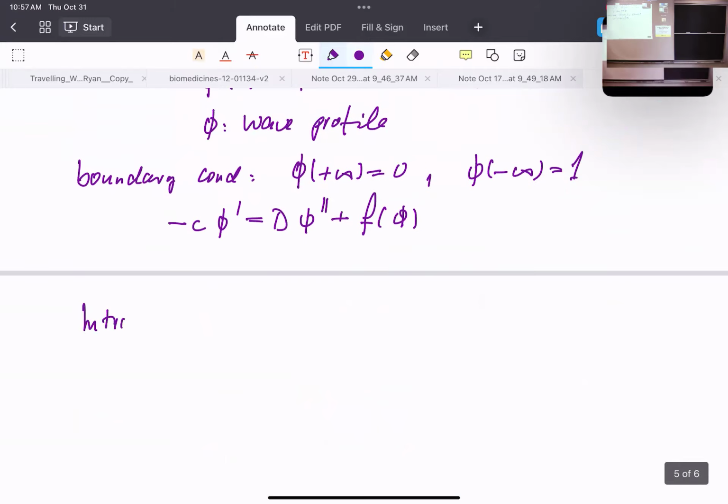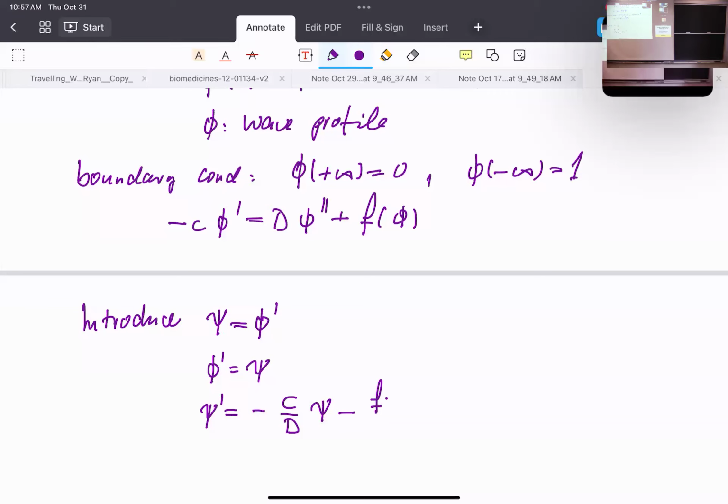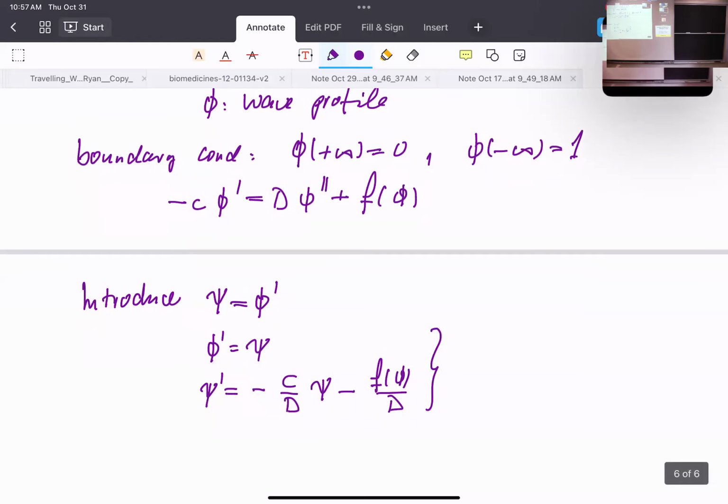So good that we did the critical domain size problem already. We use some ideas here. Then we get phi prime is psi, and psi prime is phi double prime. So we need to divide by d at some point. Then we get minus c divided by d psi minus f of phi divided by d. So we get this. Again, a 2-component ODE system, which is nice, because we can do all our phase plane analysis stuff again.